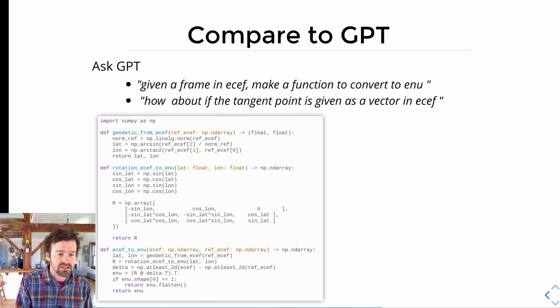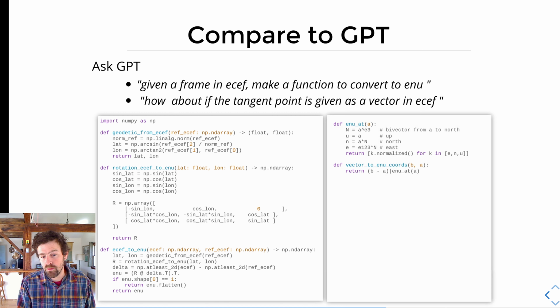And same with the tangent point. And this is what I got. And this is kind of standard. This is probably what you would get if you asked someone to implement this for you as well. And just comparing that to what we wrote down, clearly it's a lot simpler.